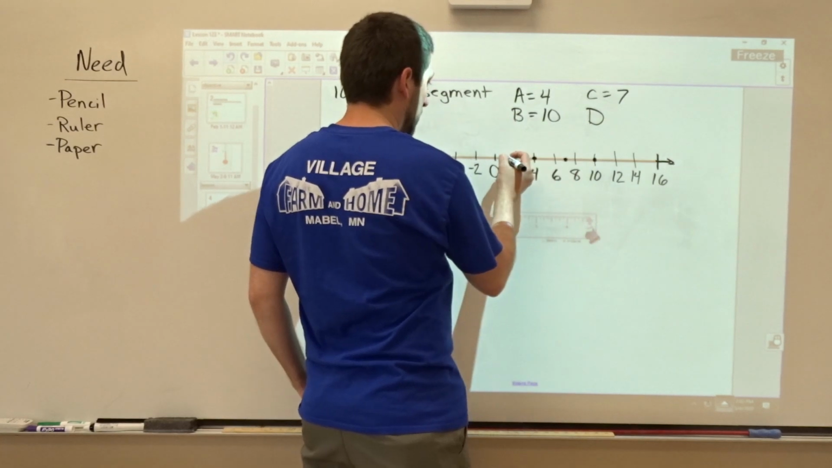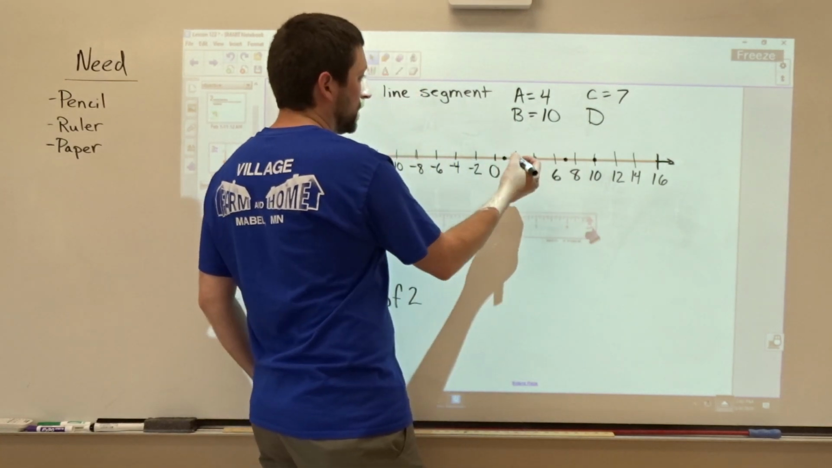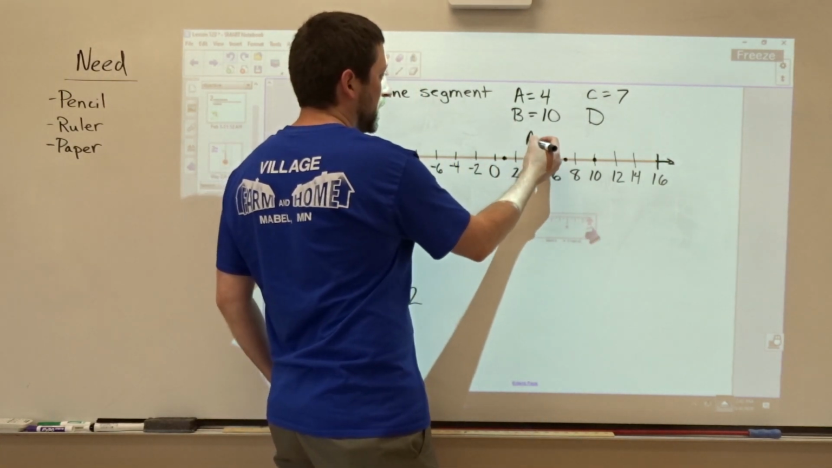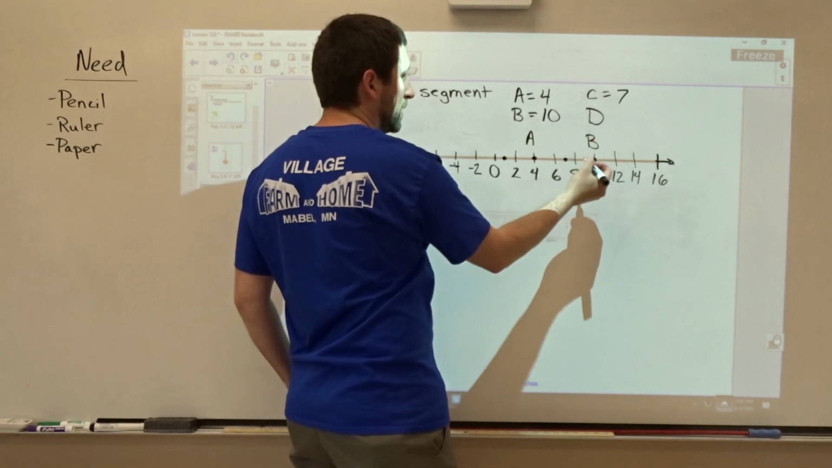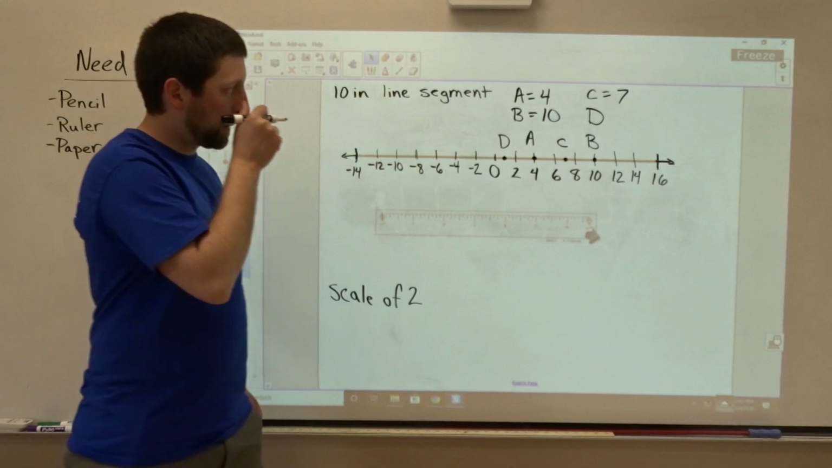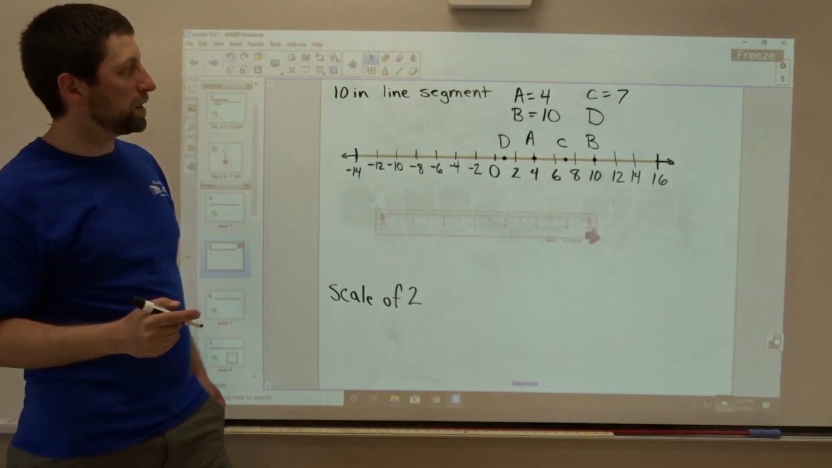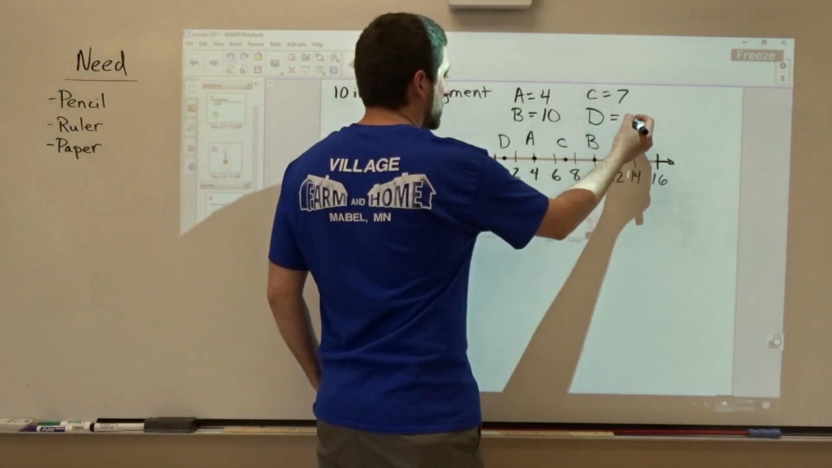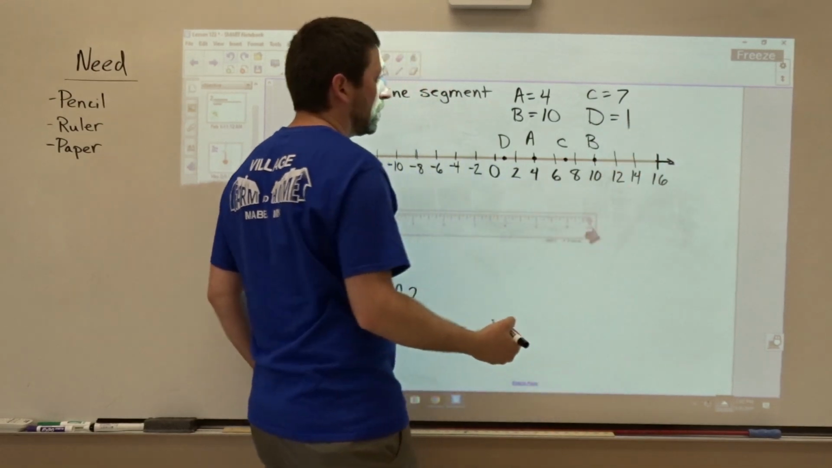Let's go D. Here is, this was A, this was B, this was C, here is D. Okay, D, let's say that equals 1.